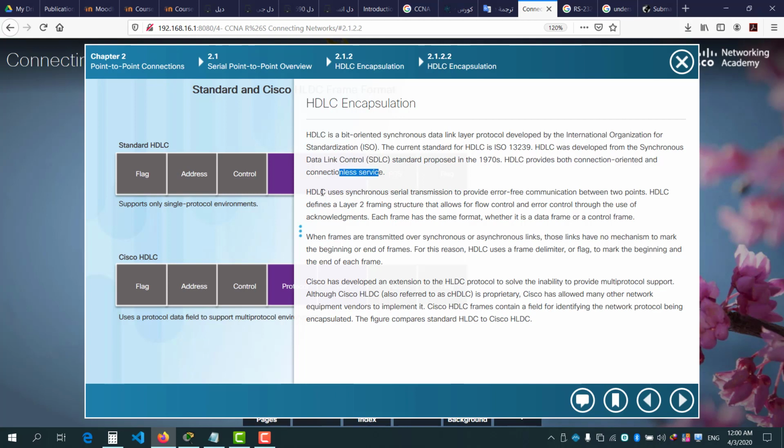Okay, HDLC uses synchronous serial transmission to provide error-free communication between 2 points, and defines a layer 2 framing structure that allows flow control, error control, and the use of acknowledgement. Each frame has the same format, whether it is a data frame or a control frame. When the frame is transmitted over synchronous and asynchronous links, these links have no mechanism to mark the beginning and ending of the frame. For this reason, HDLC uses a frame delimiter, or flag, to mark the beginning and the end of the frame.